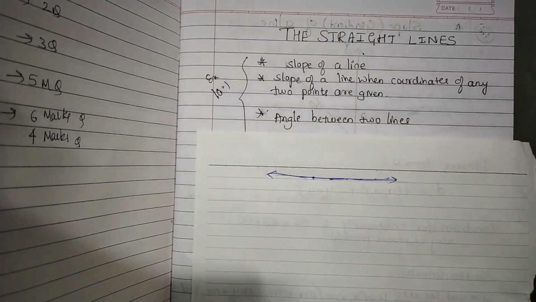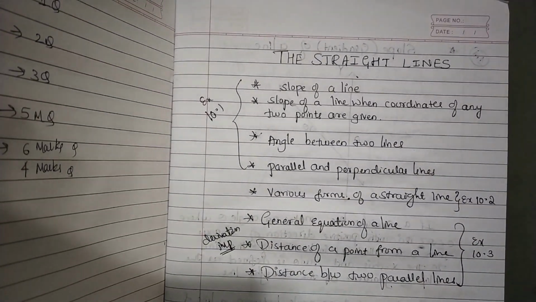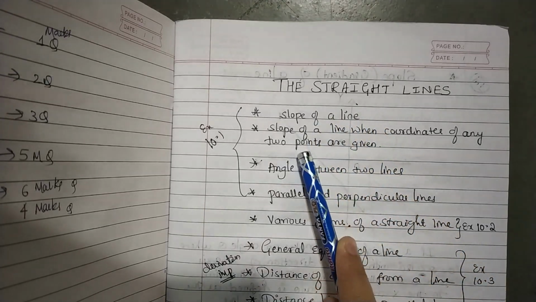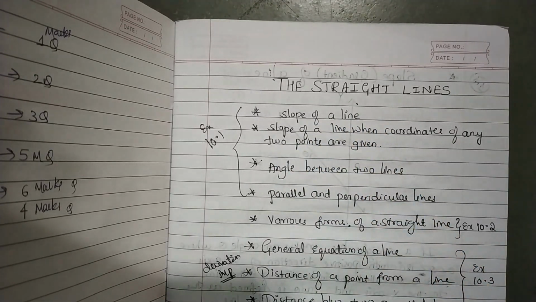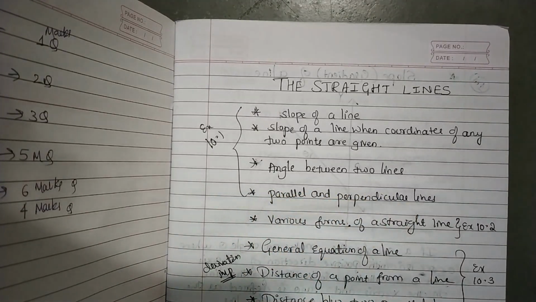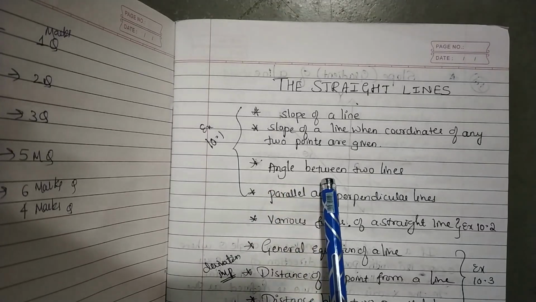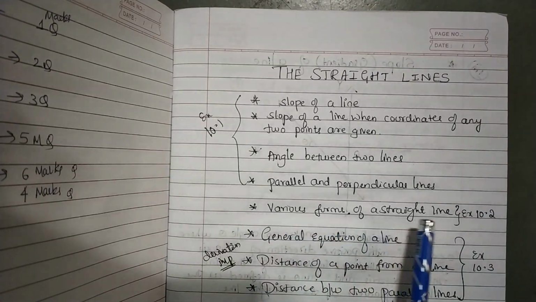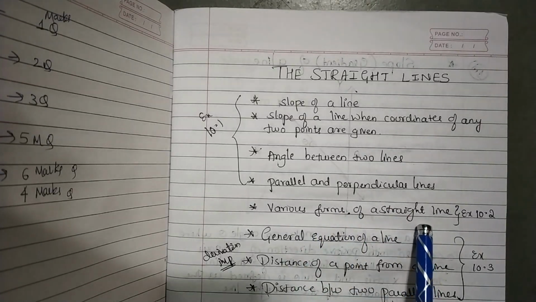So in this chapter, we are going to define slope of a line, and also we are going to study how to find the slope of a line with the given data. In second unit, we are going to find the slope of a line when coordinates of any 2 points are given. And in third unit, we are going to find the slopes of parallel and perpendicular lines. And in fourth unit, we are going to derive the angle between 2 lines at their point of intersection. And in fifth unit, we are going to find the different forms of a straight line, different equations of a straight line, and with those particular forms, we are going to solve the examples.